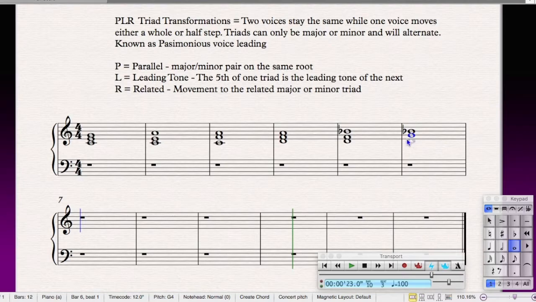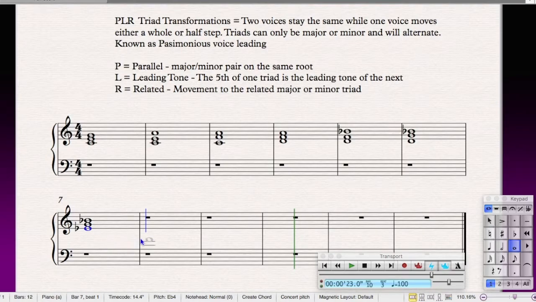I see a leading tone transformation we can do. If we take this D right here, which is the fifth, we have G, B flat, D. D is the fifth. The fifth can move up a half step to E flat. So let's see what happens there. We'll retain this B flat. We'll retain the G. And now we're going to take this D right here and move it up a half step and we get an E flat triad. E flat, G, B flat.